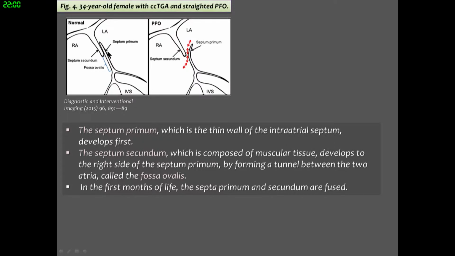The septum primum, which is the thin wall of the interatrial septum, develops first. Septum secundum, which is composed of muscular tissue, develops to the right side of the septum primum by forming a tunnel between the two atria called the fossa ovalis. In the first months of life, the septum primum and secundum are fused.